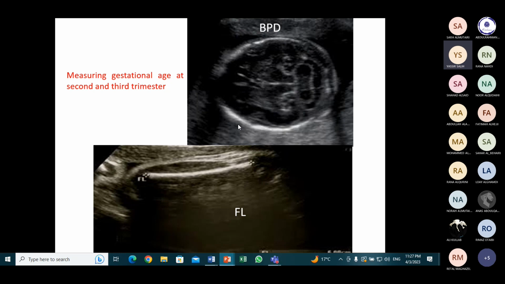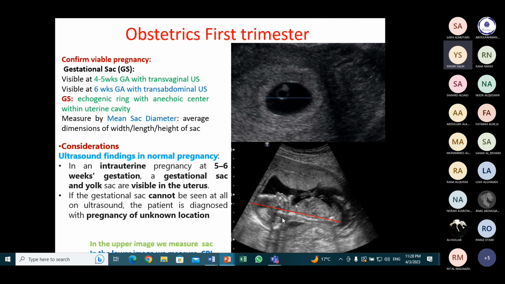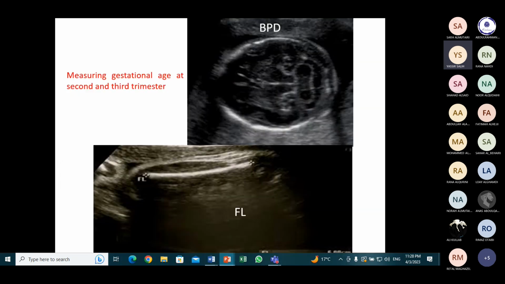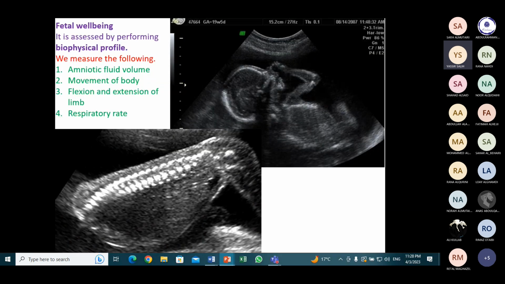The earlier the gestational age measurement is done, the more accurate it is. The most accurate one is crown rump length. So if the patient is uncertain of her dates, meaning she does not know her last menstrual period, we depend on this one, the crown rump length. Crown rump length is the more accurate imaging technique in calculation of the gestational age of the fetus.